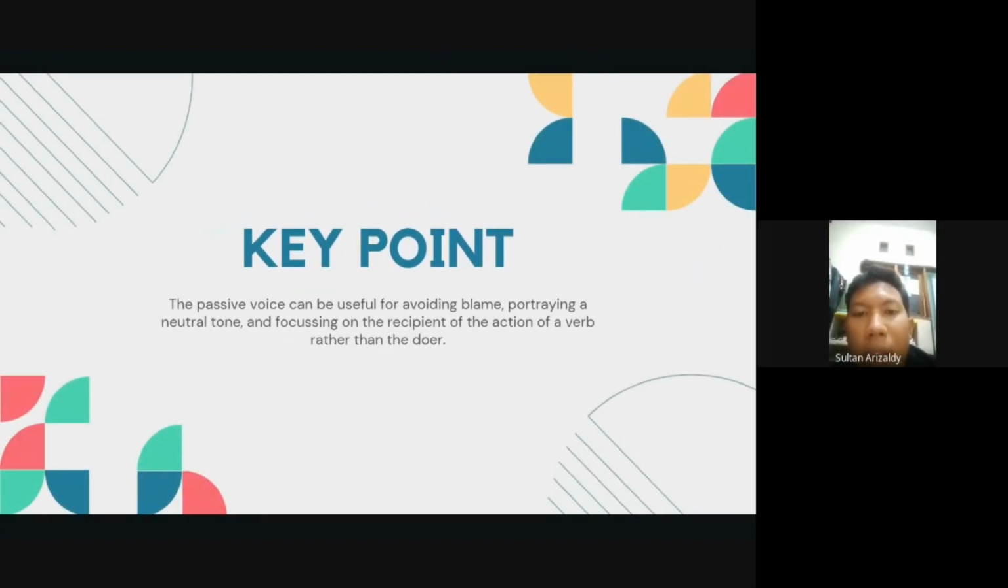Key point: the passive voice can be useful for avoiding blame, portraying a neutral tone, and focusing on the recipient of the action of a verb rather than the doer.